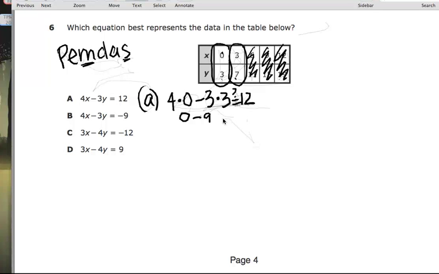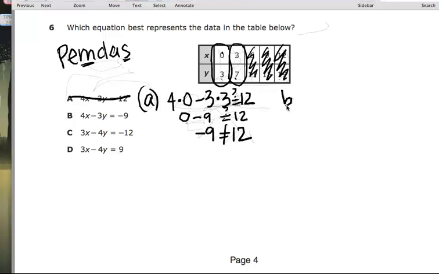Okay? So I still don't know whether it's equal to 12 or not. But I know 0 minus 9, if I start with 0, I have nothing. So when I take away 9, that means I'm in the negative. I am borrowing, negative 9. And negative 9 does not equal 12. So answer choice A is going to be gone.